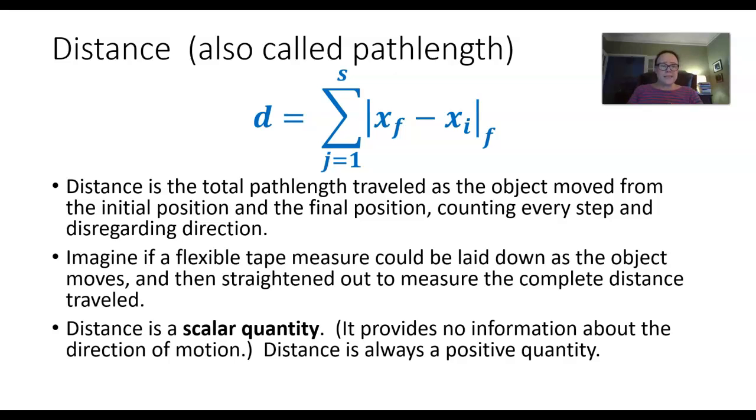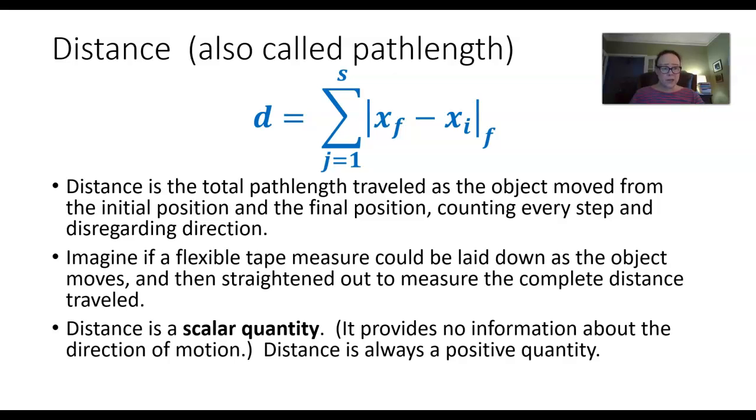Now, distance is the total path length that the object travels as it goes from the initial position to the final position. We want to count every step, and we are disregarding direction. We take every step as if it's in the positive direction. So if you could imagine a flexible tape measure or string that's being laid down as the object moves around, and then after they're finished moving, you could straighten that out into a straight line and then measure the length of that tape measure. That would give you what we mean by distance or path length.